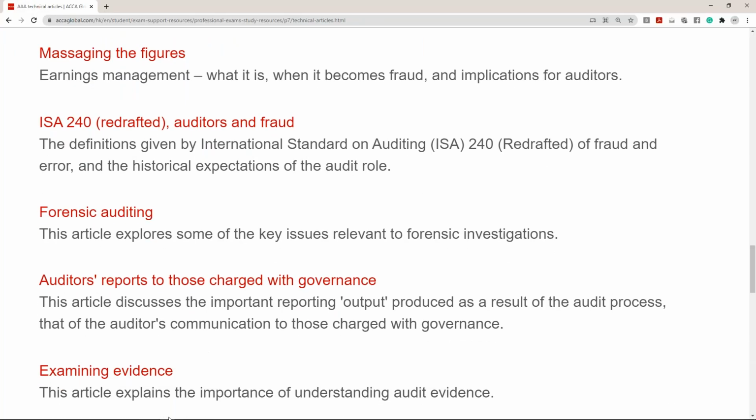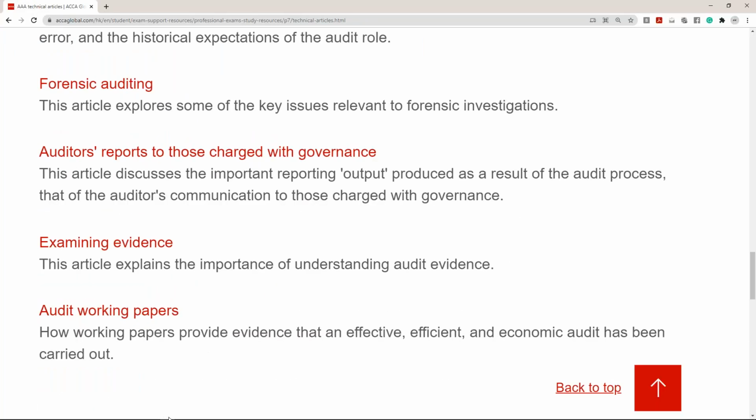Forensic. Yes, forensic was in my list. I cannot ignore that. And after that, there is an article, auditor report to those charged with governance, which should be knowledge. Which matters do you communicate to those charged with governance? You should know a list of matters which you communicate to those charged with governance. I've already covered that in my previous webinars.